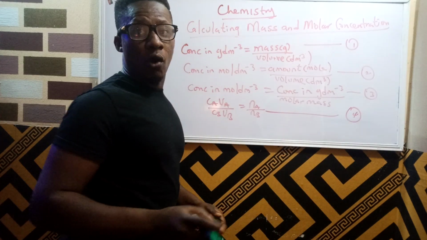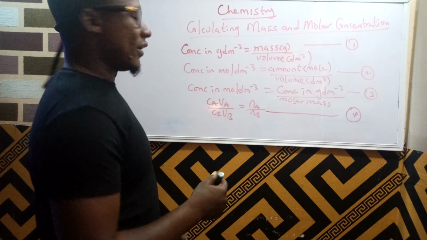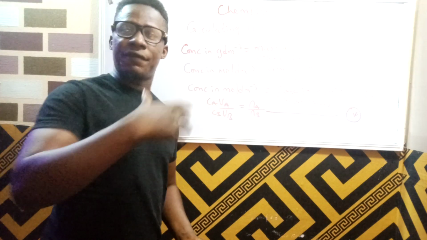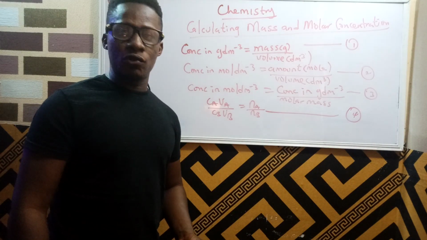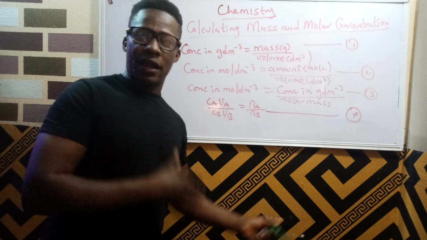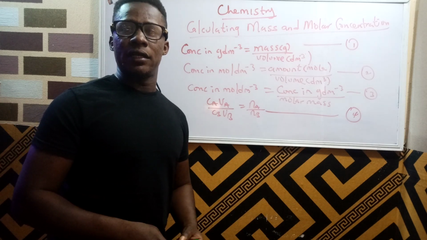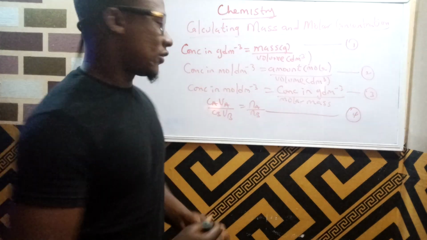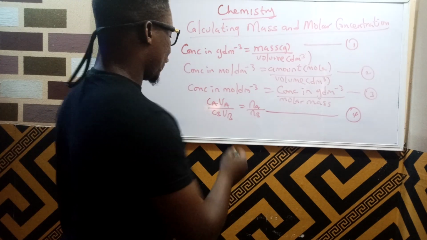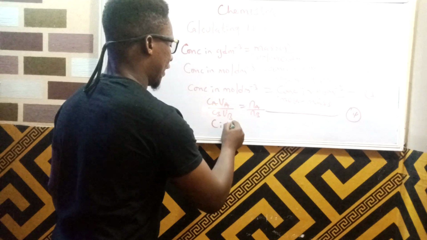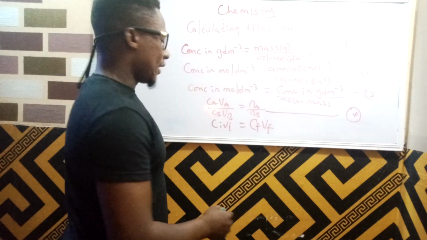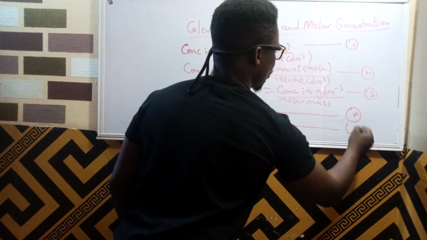And then the last one is what we call the dilution factor. Maybe they say you have the common concentration that was used, and then some volume of water was added. Then how much water are we going to need to dilute it? So you can use the dilution factor: CIVI is equal to CFVF. Let's call this one equation 5.